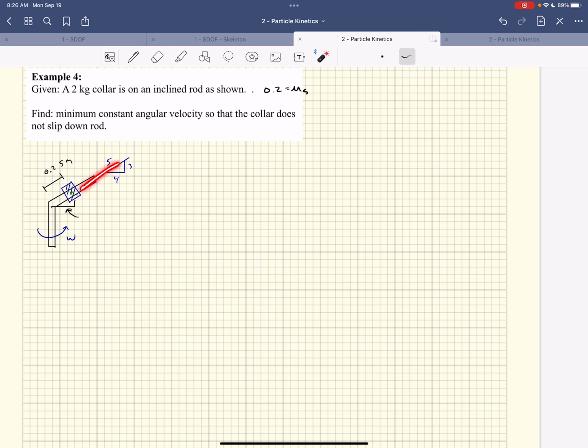Again, if it goes too fast, it goes flying off that direction, but we're going to find the minimum so that it does not slide down. You could solve for the maximum so that it doesn't slide off, but this particular one says the minimum so it doesn't slide down. And again, there is friction associated with it. So what do we start with? Free body diagram, right? FBD.